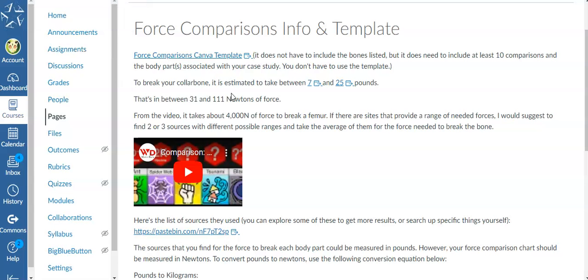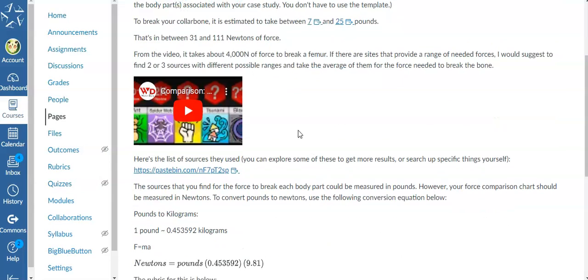So to break your collarbone is estimated to take between 7 and 25 pounds. If you convert those into newtons, that's between 31 and 111 newtons of force. From this YouTube video right here, it takes about 4,000 newtons of force to break a femur. If there are sites that provide a range of needed forces, I would suggest to find either 2 or 3 sources with different possible ranges and taking the average of them for the force needed to break the bone.